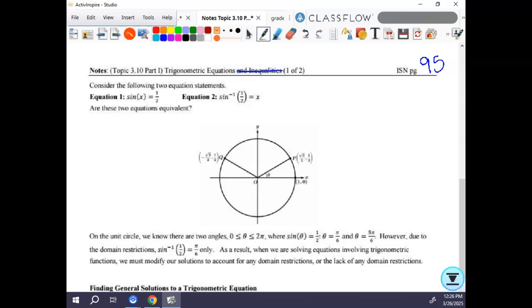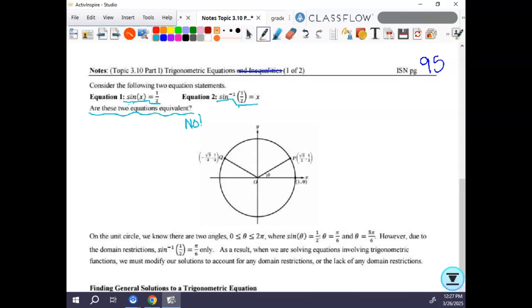The first part up here says, consider the following two statements. So I have the sine of x equals 1/2, and sine inverse of 1/2 equals x. Okay, they're giving me two things. If I am given equation 1, then in order for me to get x by itself, I would have to take the sine inverse of both sides, which would then get me to this point right here. You agree with that? Take the sine inverse of both sides, equation 1 becomes equation 2. But are these two equivalent? And the answer is no.